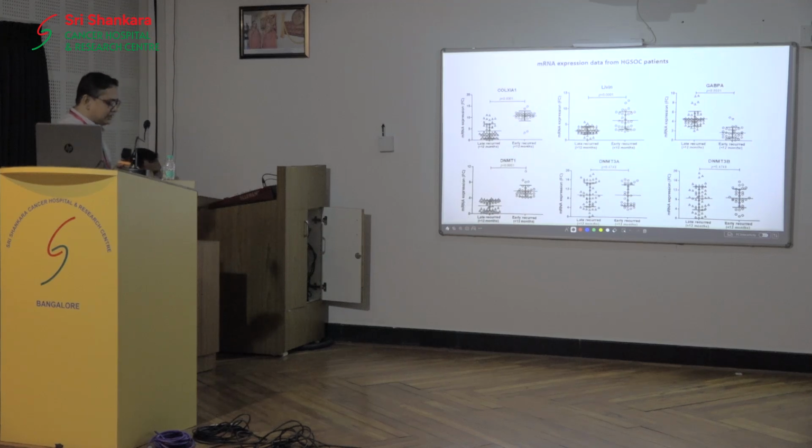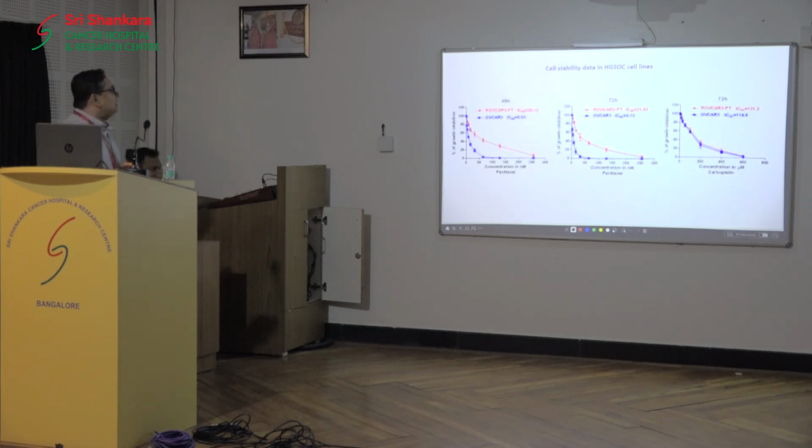Then we checked almost 85 patients. Here we see collagen expression, where we are differentiating between late recurrence and early recurrence. In early recurrence, collagen 11 is highly correlated, and all these things are highly correlated. Also DNMT1 is high, and DNMT3A, but not DNMT3B.